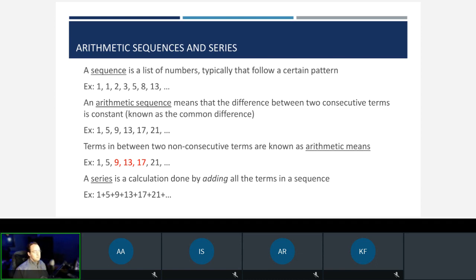A series is a calculation done by adding all the terms in a sequence. So, depending on how long the sequence is, you would just add all the numbers up together. That is the sum of the series. Just basic vocab.